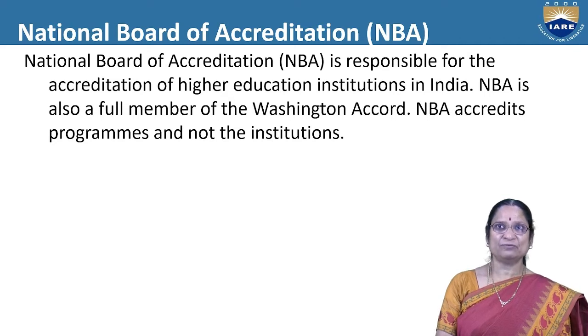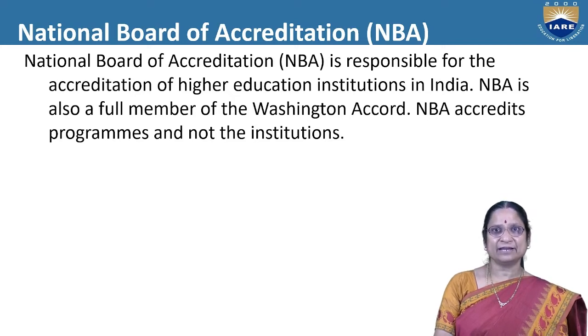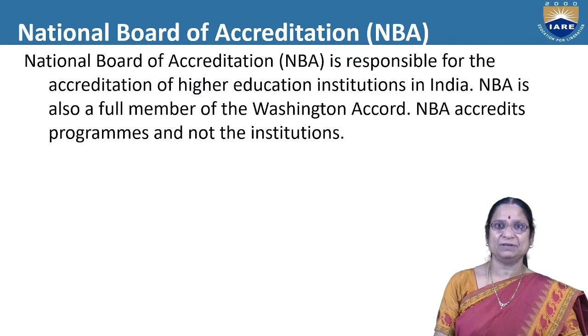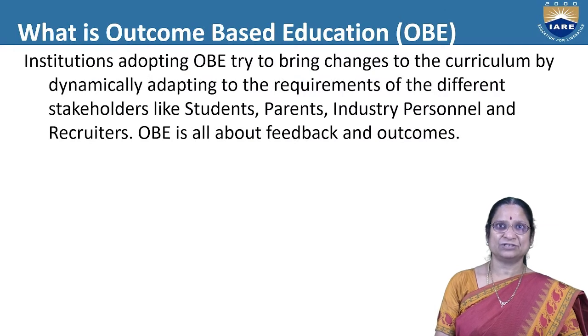NBA, the National Board of Accreditation, is an organization responsible for the accreditation of higher education institutions in India. But NBA accredits only programs, not the institutions actually. NBA is also a full member of the Washington Accord. So each program will get accredited by NBA if that respective program satisfies the criteria specified by the NBA based on the outcome-based education system.